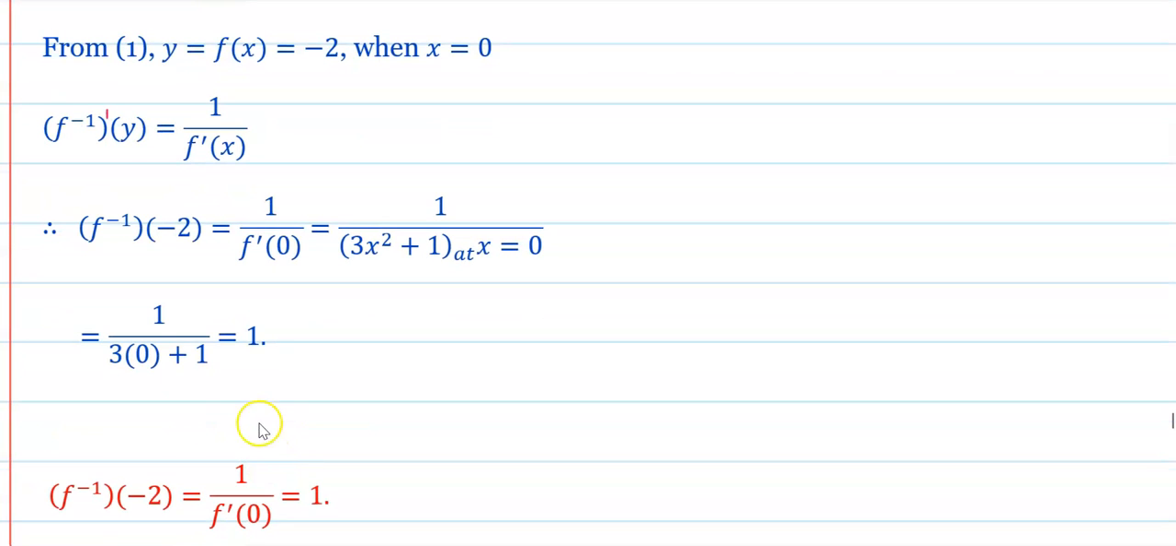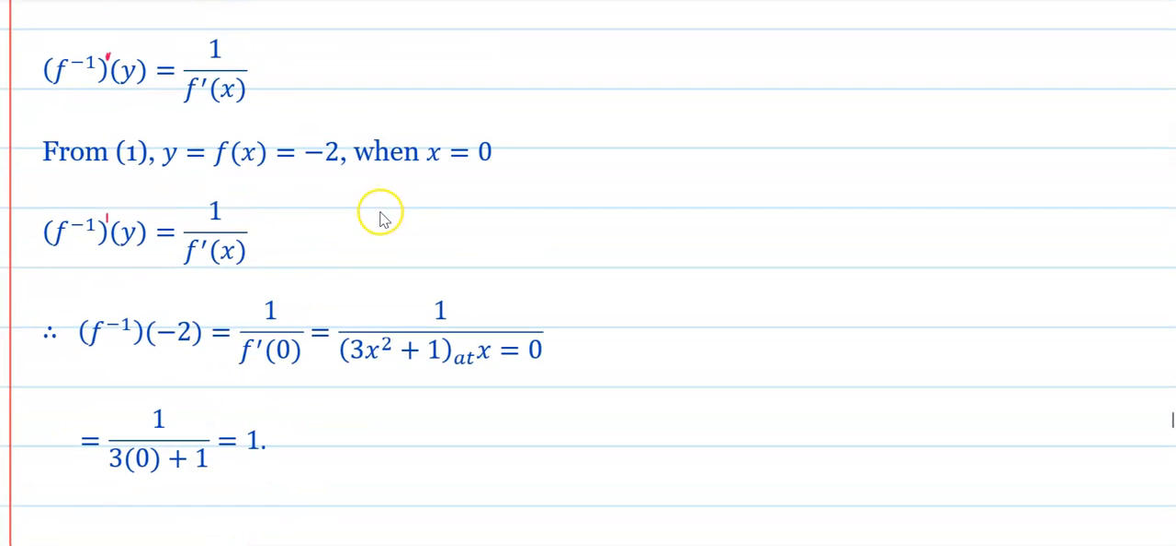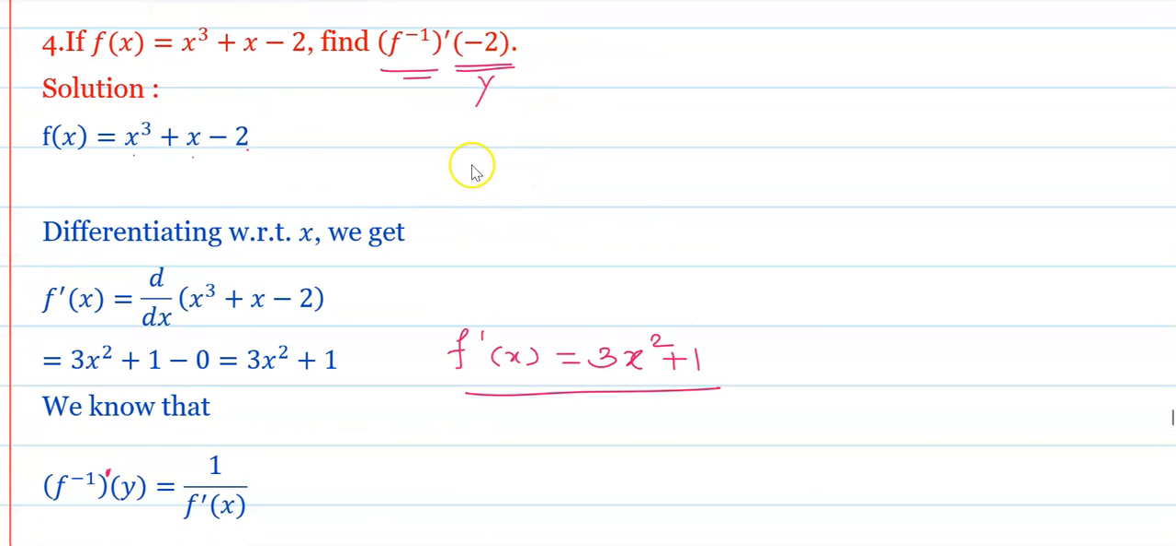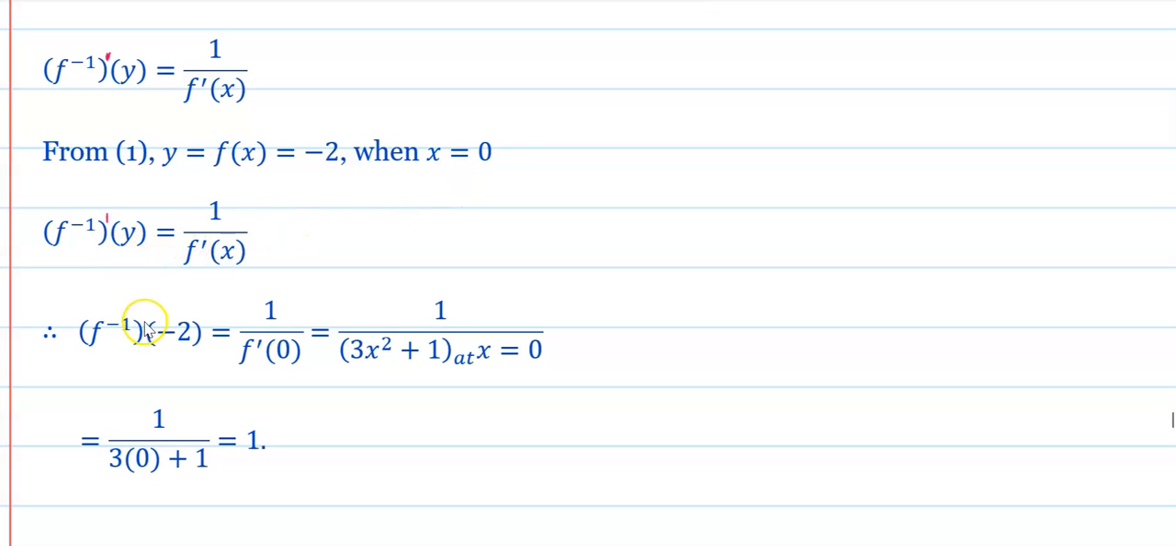Okay. Therefore, we have the value of y is minus 2. Therefore, the derivative of the inverse of the function at y is equal to minus 2 is equal to 1 upon f dash of 0. Now, how did this 0 come? Okay. X is equal to 0, how did this value come?